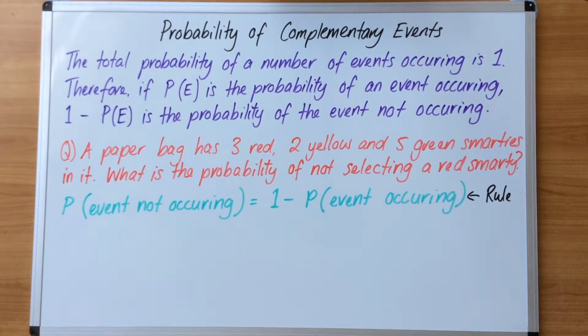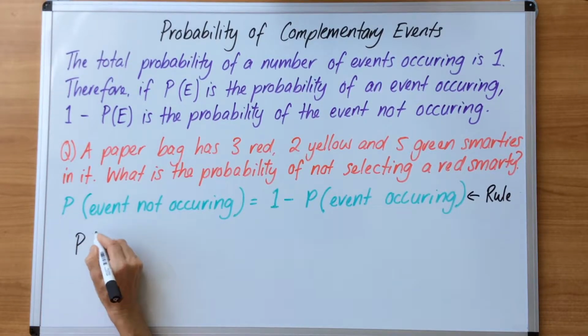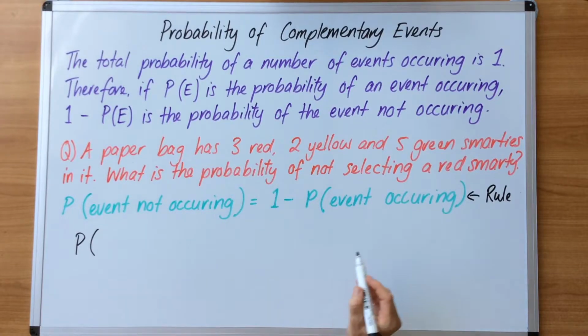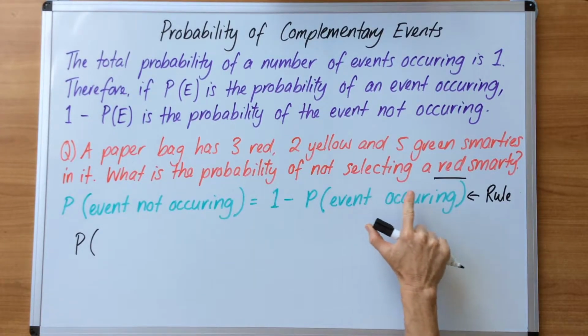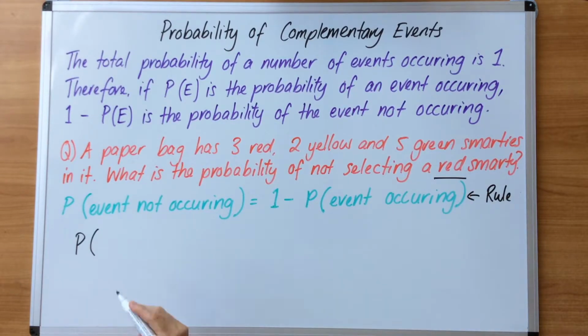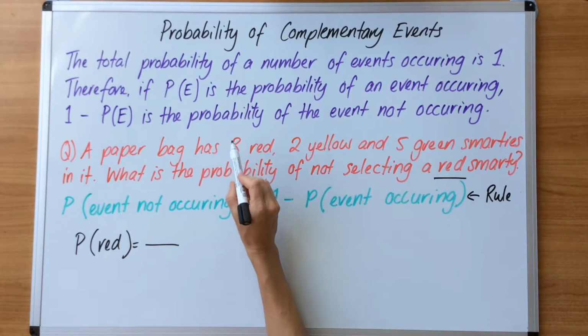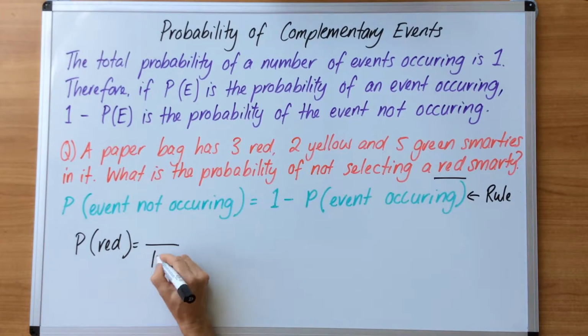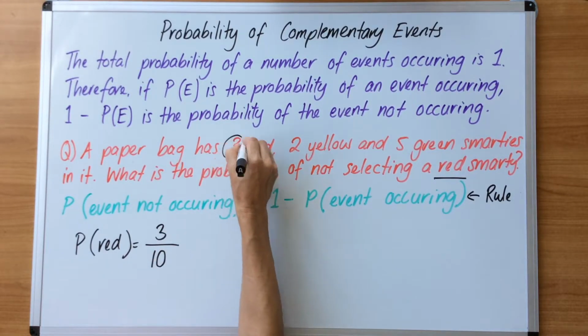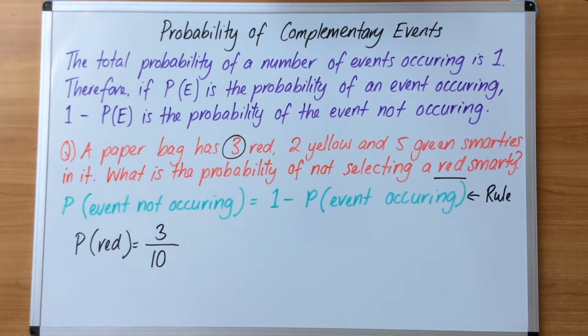Let's have a little look at this now. So we go P, and we're looking for red. So we're doing the opposite. It says not selecting a red. Figure out what red is first. Okay, so we have 5, 6, 7, 8, 9, 10. There are 10 Smarties in the bag, and we know that 3 are red. So the probability of getting the red Smartie is 3 out of 10, or 3 over 10.